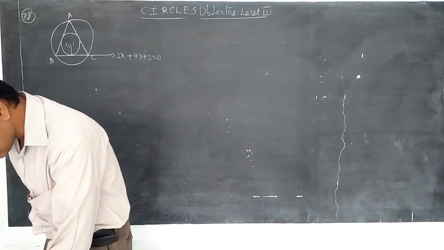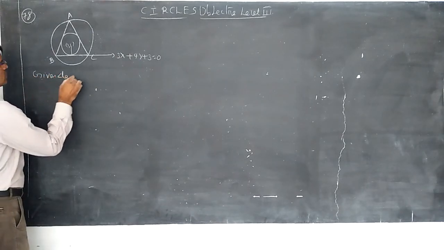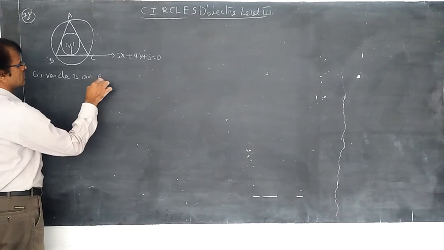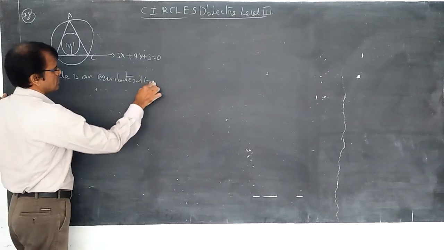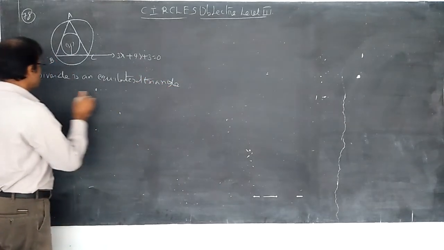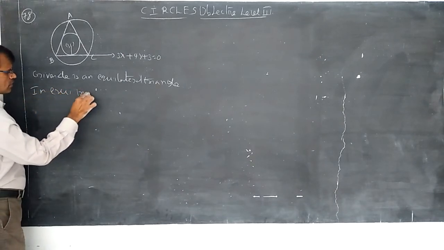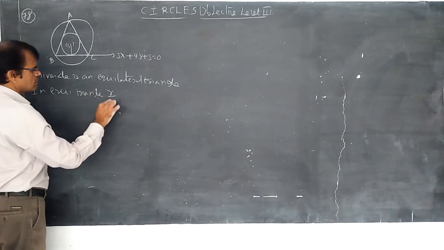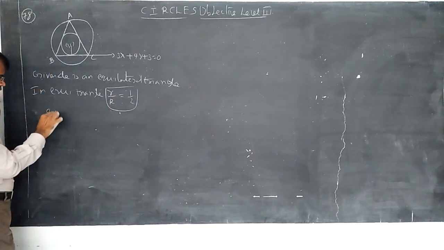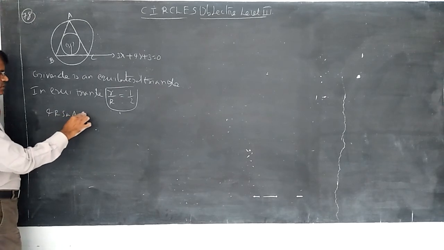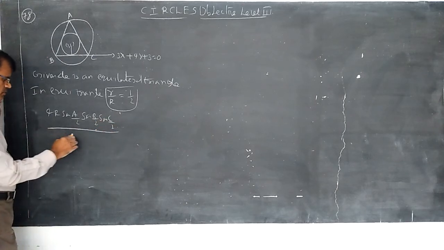The given triangle is an equilateral triangle. Let us discuss the formula for an equilateral triangle. In an equilateral triangle, small r by capital R is equal to 1 by 2. This is a property of triangles. Let us discuss the proof. The small r formula is 4 capital R sin A by 2, sin B by 2, sin C by 2. Why is this?